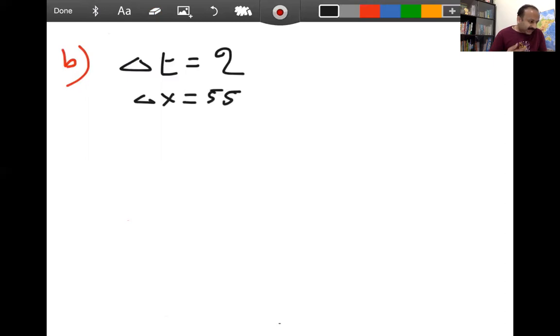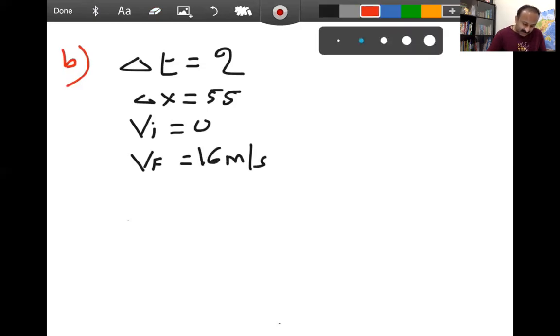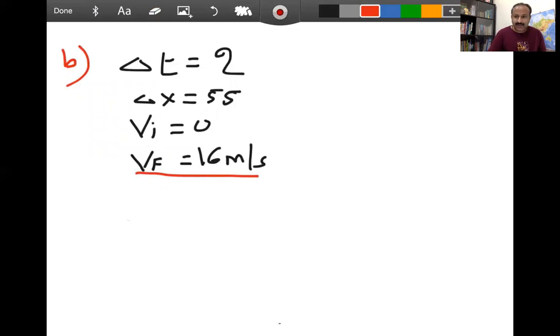And what was your Vi? Vi is 0. Everything is the same. And Vf, just now you calculated from part A. Vf is 16 meter per second. In part A we calculated the final velocity of the car after it traveled 55 meters. Now you have Vi, Vf, and the acceleration is also given in the question. What's the acceleration? 2.3 meter per second square.